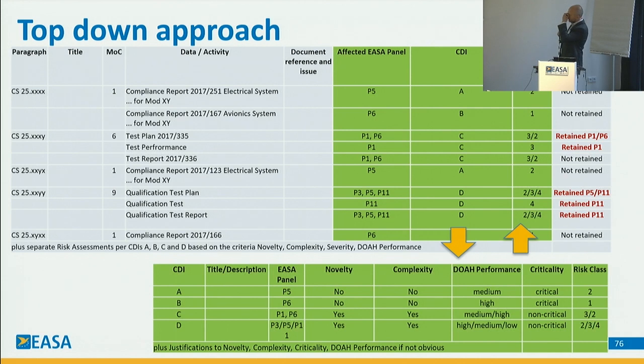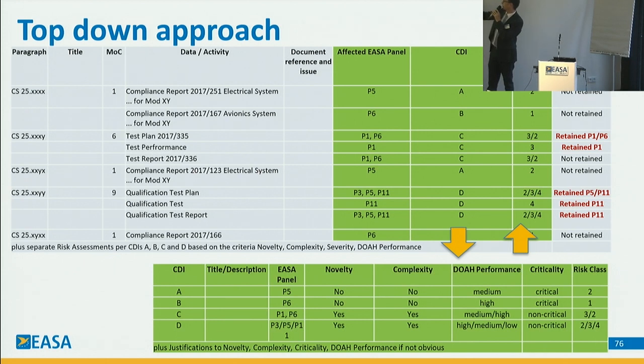So what you see here is that you have several requirements, several compliance documents that are part of the same CDI. And on the bottom you see for one CDI, let's take CDI D, where you have several EASA panels involved. This is one possibility to do it. And actually the performance per EASA panel is different. So we have here panel 3, panel 5, panel 11. It's high, medium, low. Criticality is non-critical.